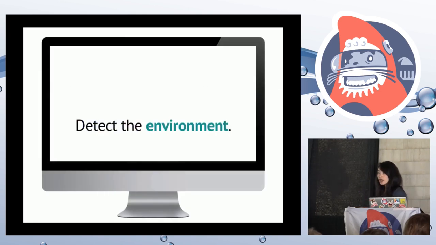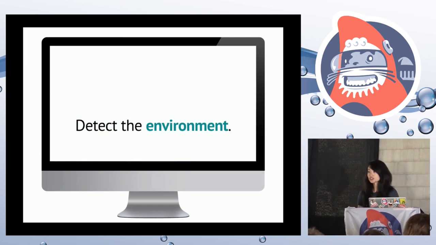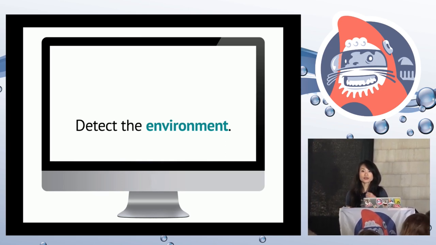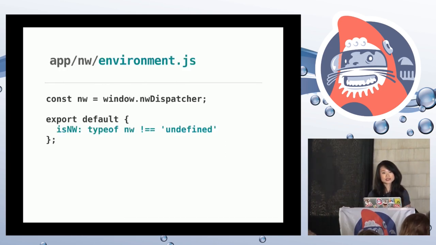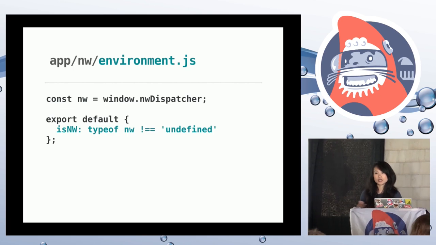But we have to be able to detect which environment we're running in, because if we're not careful, we're going to run into issues when NW.js objects are undefined. We don't want the application to completely melt down. So to detect the environment, we can create a very simple module. Let's call it environment.js, and then just put some flags that are related to whether or not we're running in NW.js.